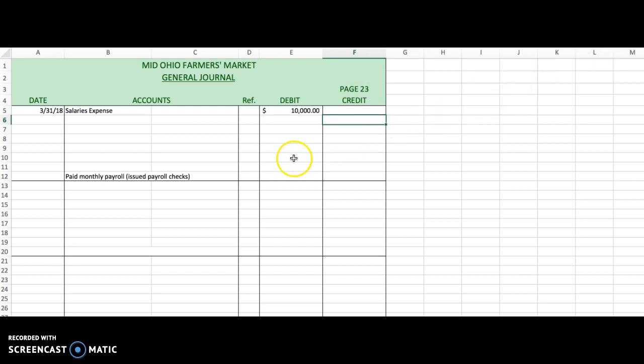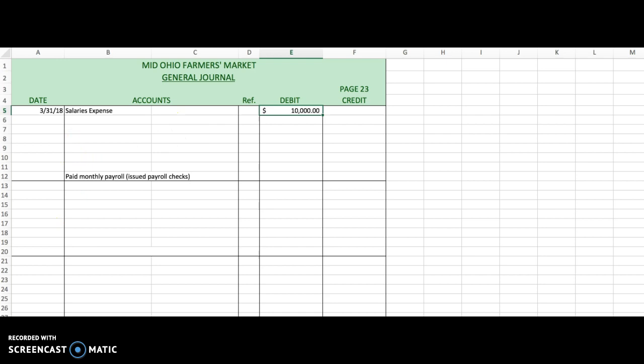We're going to leave the debit. At the end of the month, we're going to assume that the Mid-Ohio Farmers Market pays its employees monthly. We'll make it simple. We don't know how many employees there are. That doesn't matter to us for this entry. But let's assume at the end of March, we have salaries expense of $10,000. That's how much our employees earned for the month of March.